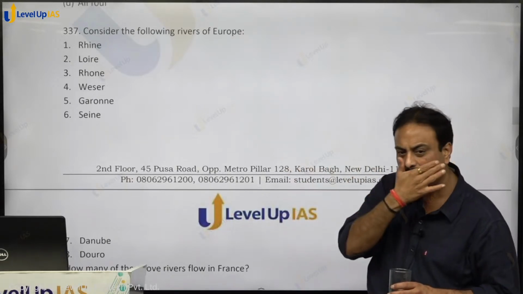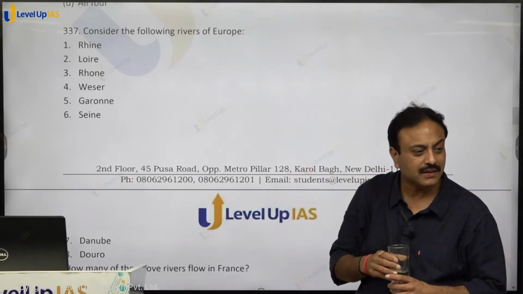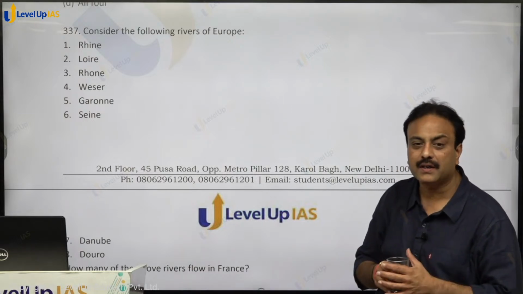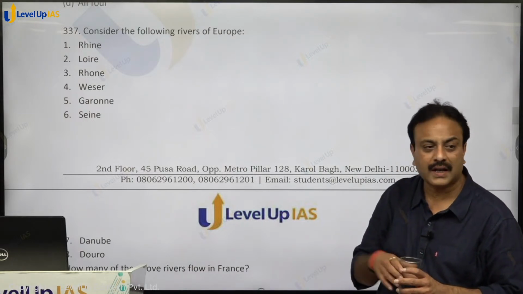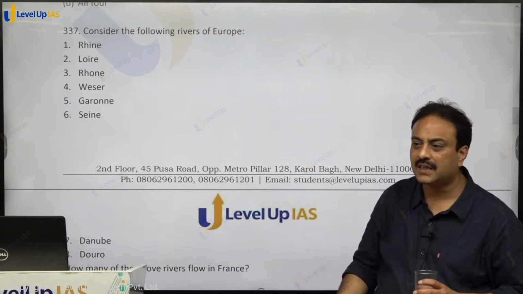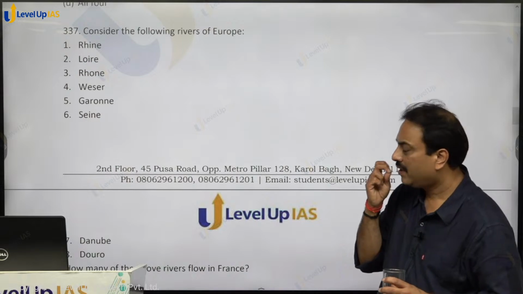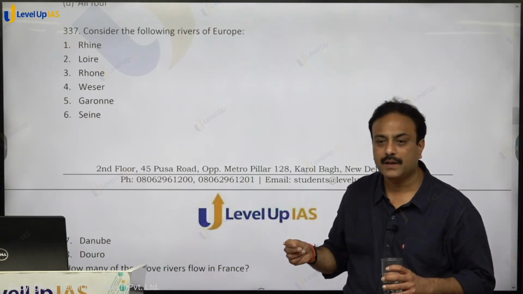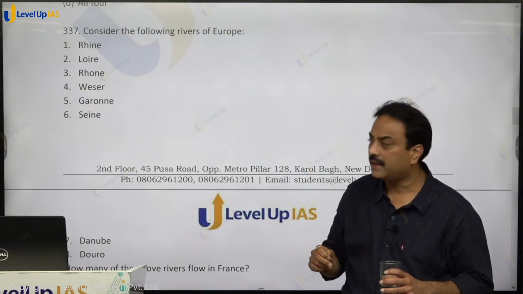River Rhine? Yes? River Rhine is a prominent river of Germany. Rhine, Ruhr, Rhine, it makes a delta at Rotterdam, in Amsterdam. River Rhine flows in Germany.